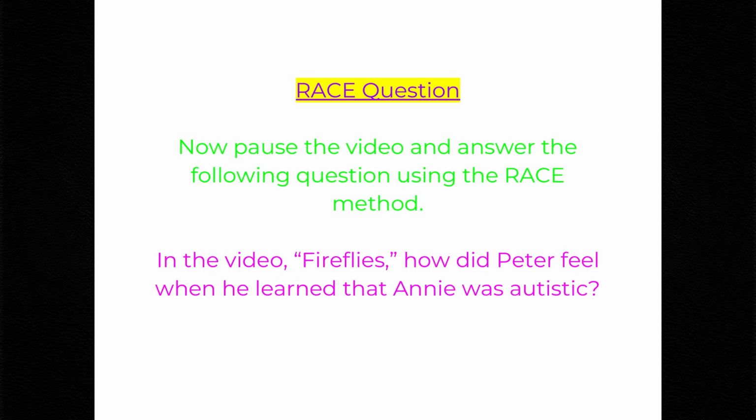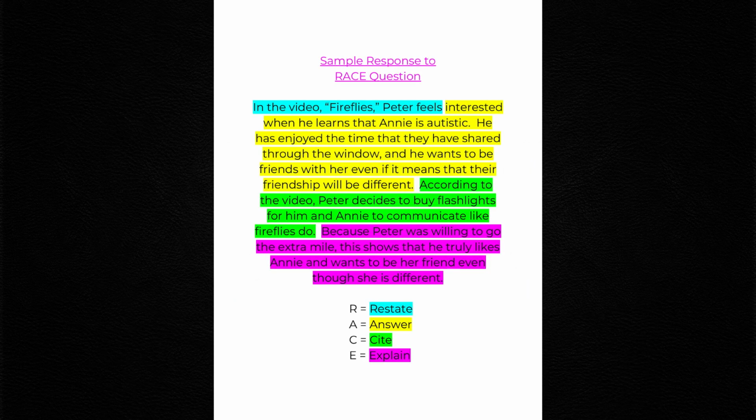Now that we've reviewed the RACE method, I would like for you to pause the video again and answer this question on paper using the RACE method. The question says, in the video Fireflies, how did Peter feel when he learned that Annie was autistic? Please pause the video and respond to your question using the RACE method.